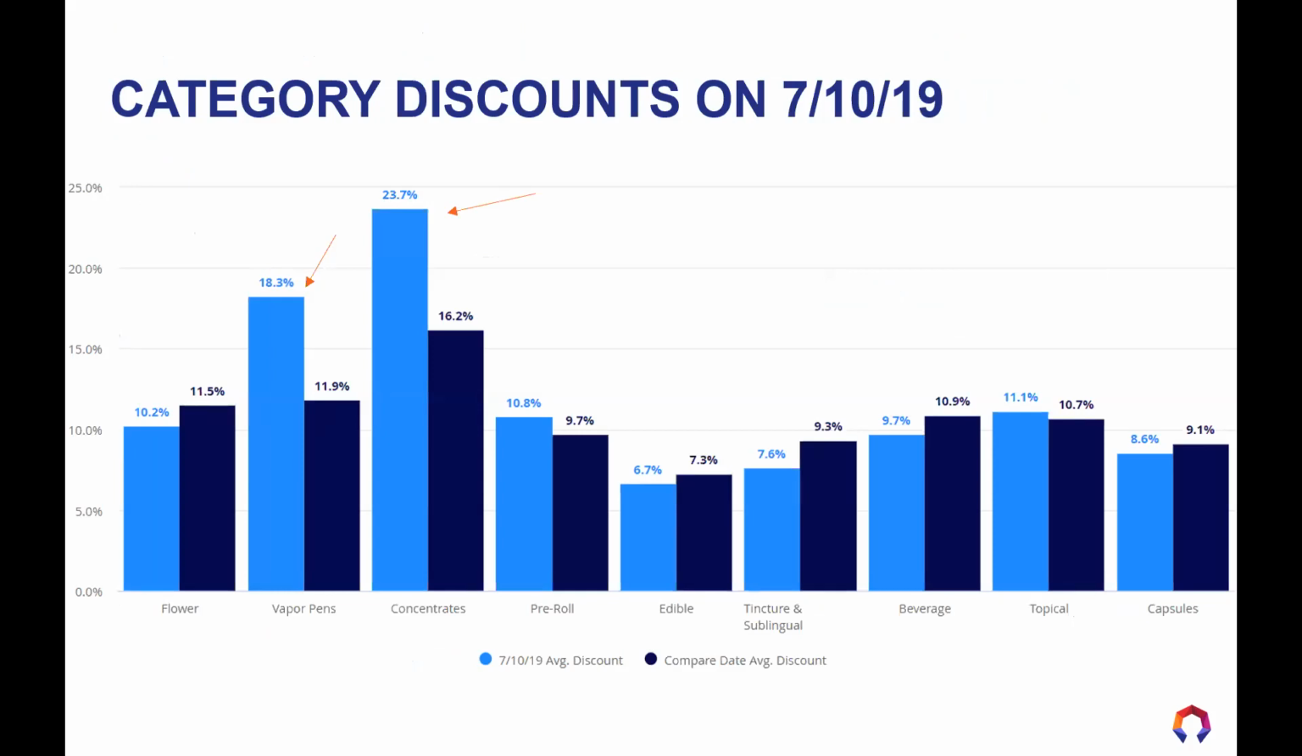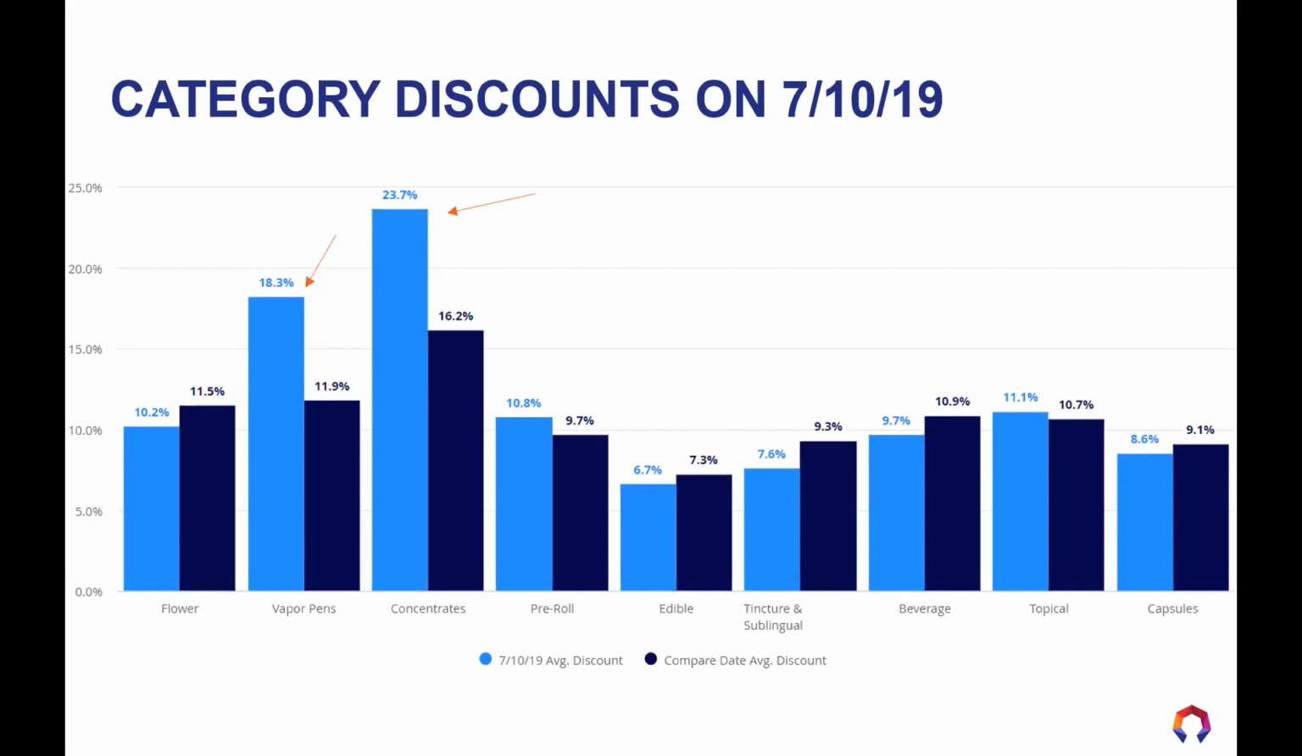Okay, so here we're looking at discounts again, but I've selected July 10th, 2019 as our holiday, and I'm comparing to the same day of the week, the previous 4. And I'm comparing the discounts here across categories. Are we still in Washington here, Cooper? We're still in Washington, yep.